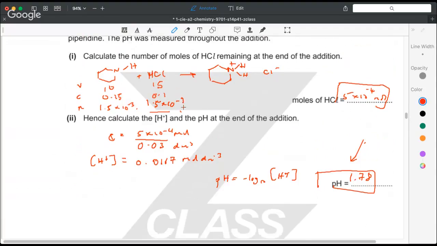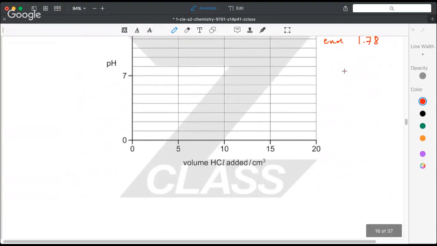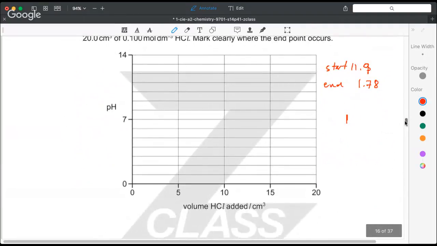All right, so going back to our graph, you've got your equivalence point where all the base has just reacted with the acid at 15 centimeters cubed. So you're starting up here, you've got 7, 8, 9, 10, 11. So you're starting there, aren't you? And you're finishing down here at 1.78. So that's 6, 5, 4, 3, 2, 1. So you're finishing down there. And your equivalence point is there.